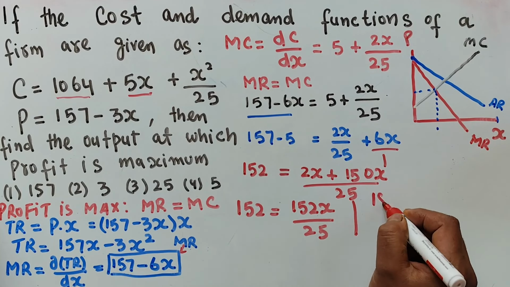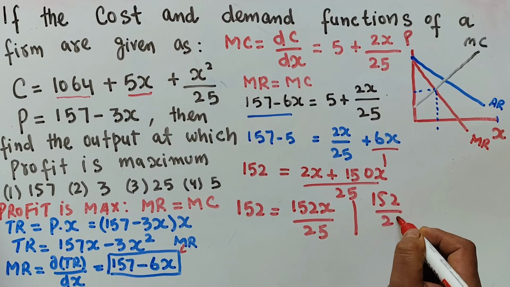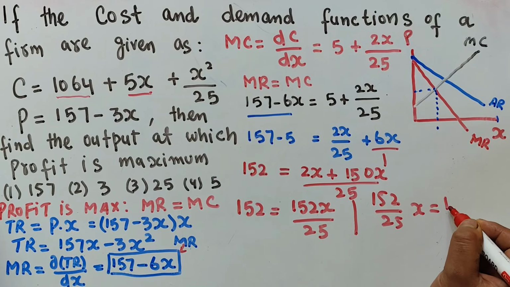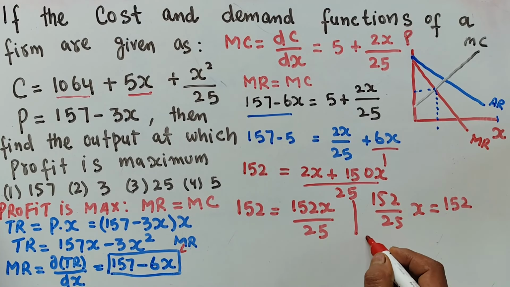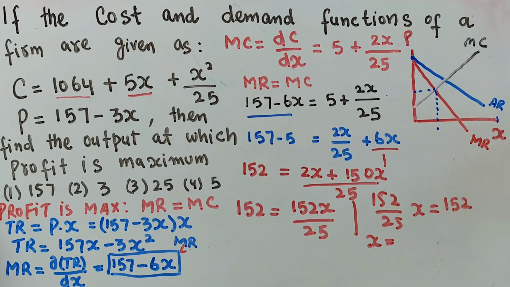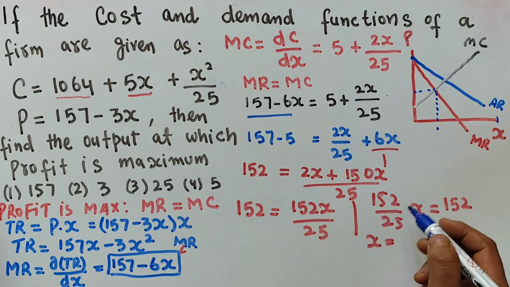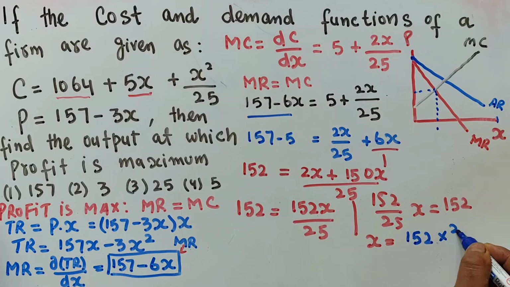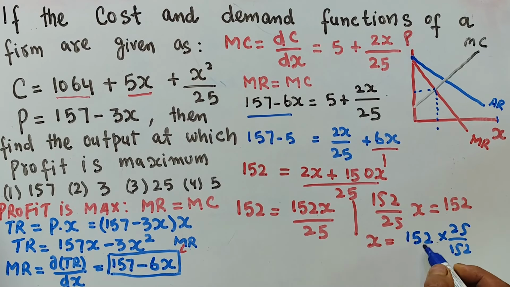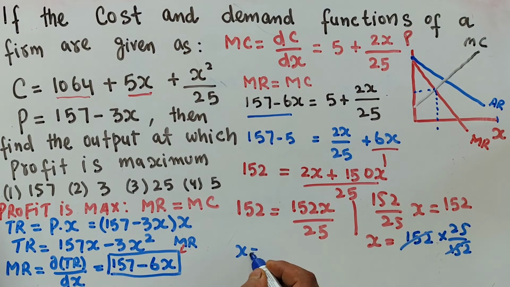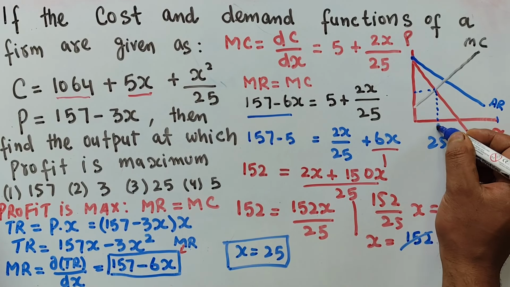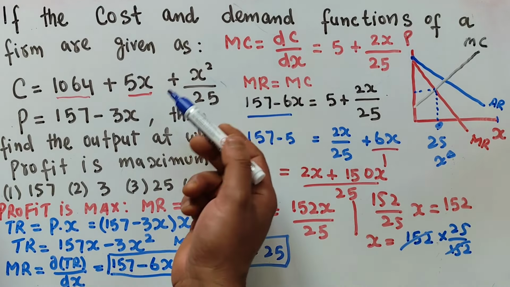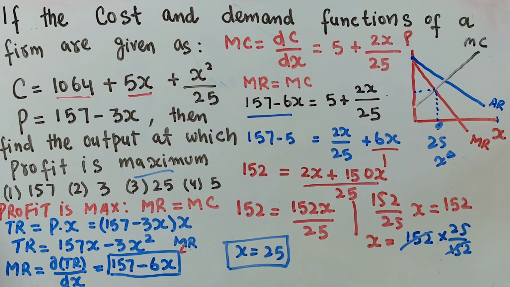Okay, so solving for x, we have 152 upon 25 x is equal to 152, which implies x will be equal to, if I transpose this term, it will get multiplied but reciprocated, 152 times 25 upon 152. This gets cancelled. We get x is equal to 25. That means the profit maximizing level of output will be equal to 25, this x star. So the correct option should be this third option. I hope you find this video helpful. Thank you.